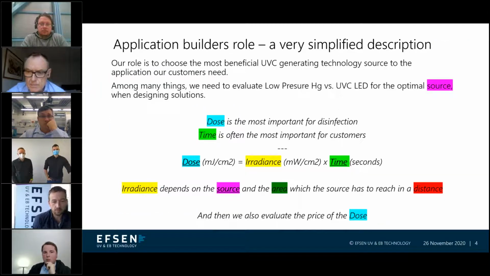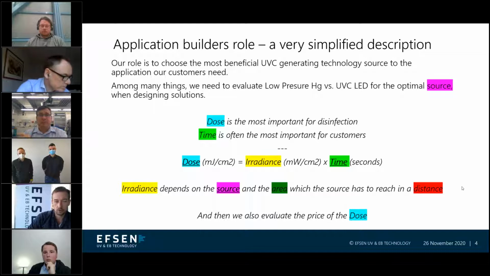All right, so I'm going to try to give you 5 or 7 minutes into what an application builder's role is, and it is a very, very simplified description of this. Our role is to choose the most beneficial UVC generating technology source for the application our customers need. Among many things, we need to evaluate low pressure mercury versus UVC LEDs for the optimal source.